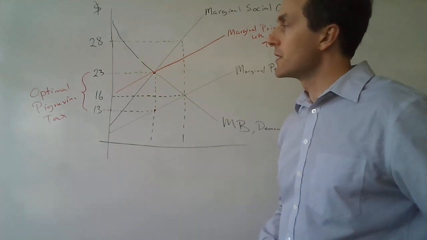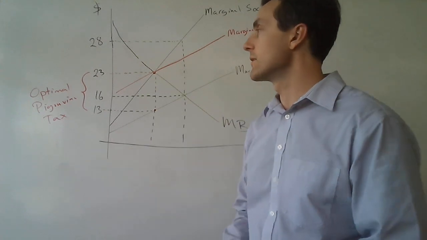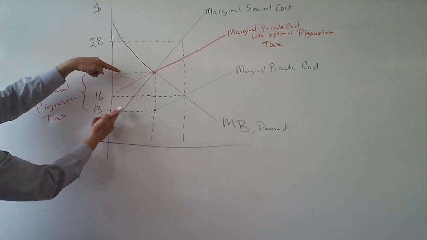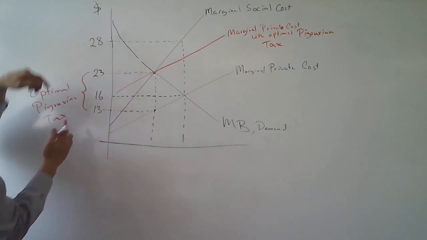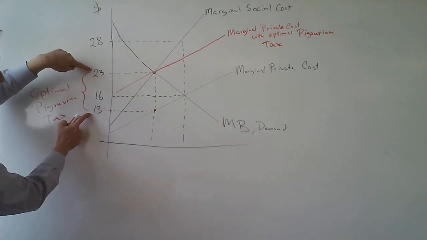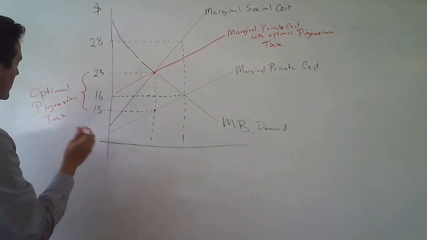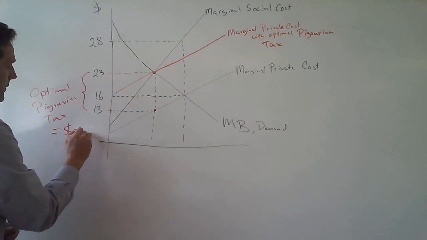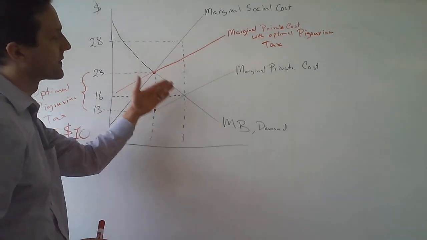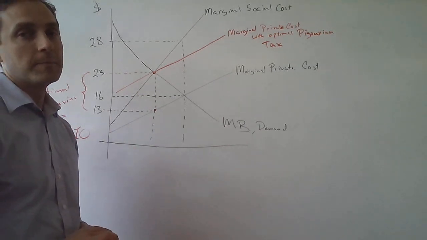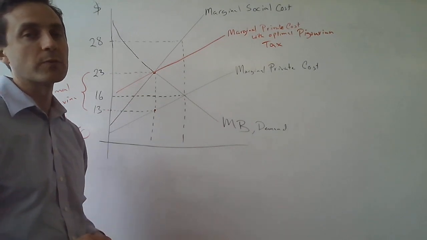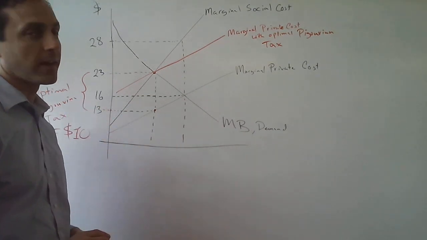And so by instituting a Pigouvian tax of $10, right? So notice that 23 minus 13, the difference between those two, the height difference between those two points. So the optimal Pigouvian tax is the distance between 13 and 23. So this is going to be a $10 tax. Right? So the optimal Pigouvian tax that will bring this market to a point where they're maximizing total surplus, where it's optimal for society, would be a Pigouvian tax of $10.